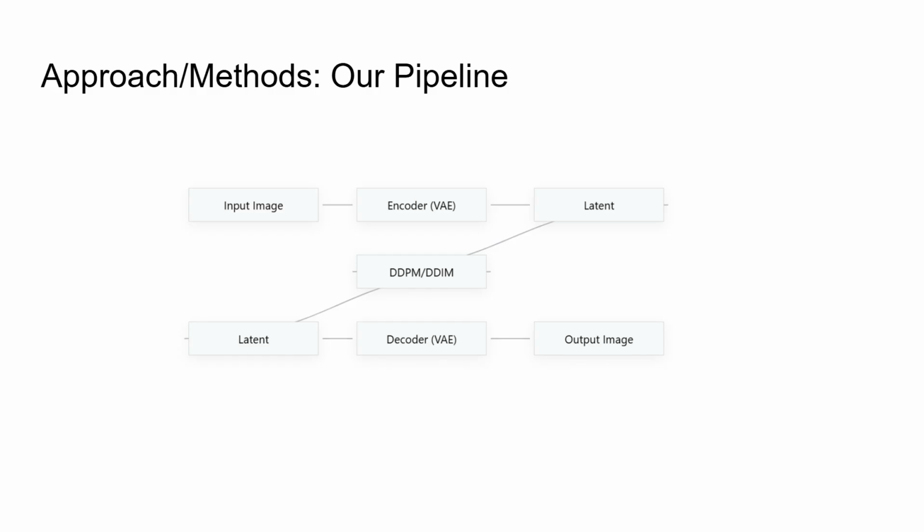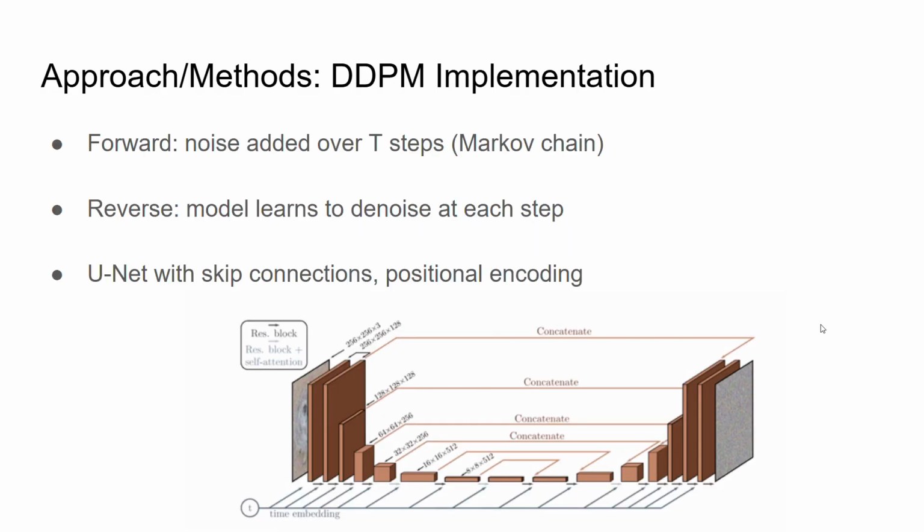And then going to our approach methods, our pipeline. So we start with the input image. This goes to the encoder, which gets us that image in latent space. DDPM, DDIM then is able to work on that. We get the latent output, decode that, and that gives us our output image. So for DDPM, what happens in diffusion is that you take an image, you add noise over time, it learns that, and it's able to reverse the process, and it goes from noise to an output image. This UNet architecture that we use allows us to do that process.